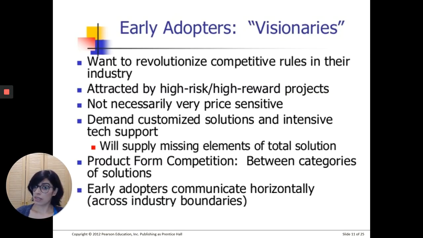So the next stage is the early adopters. And these people are the visionaries. They're the ones that want to revolutionize competitive rules in their industry. And they are typically attracted by high risk, high reward projects. They're the ones that will be the one in line buying the iPhone. Okay. They're not exactly price sensitive. So they will pay above what everybody else will pay in order to experience this new technology.